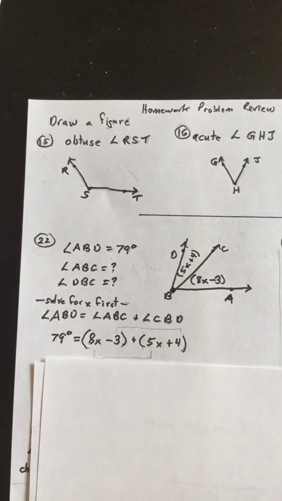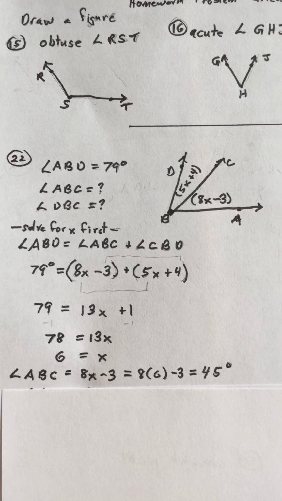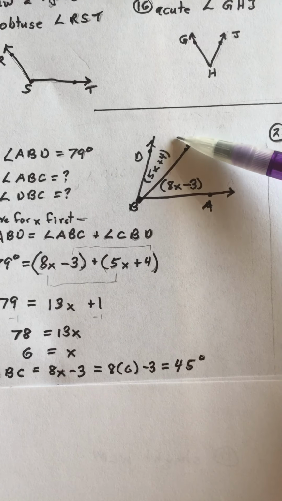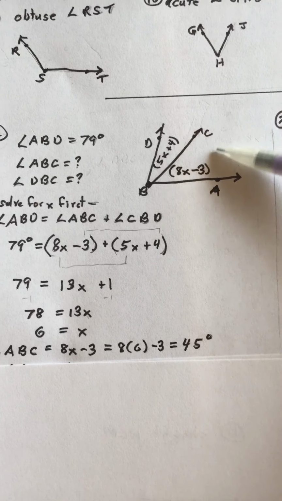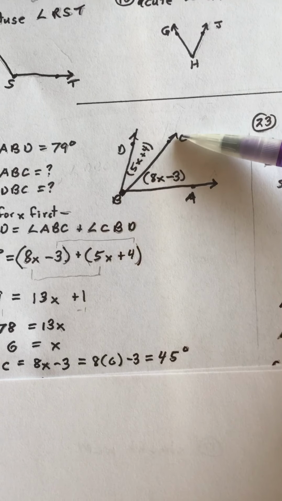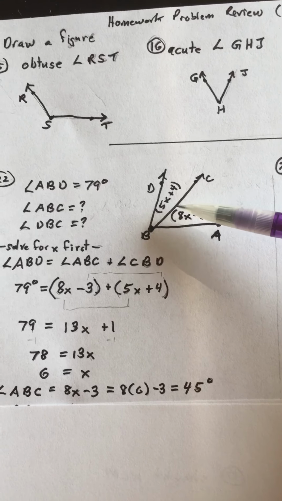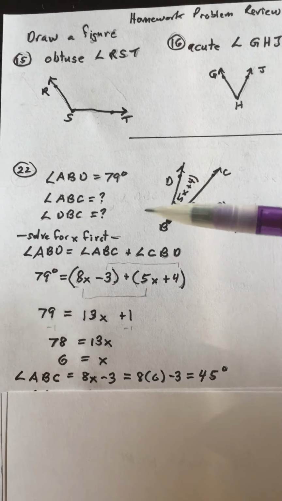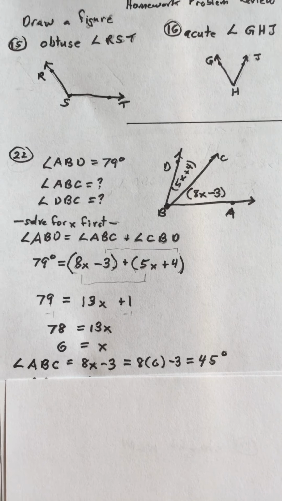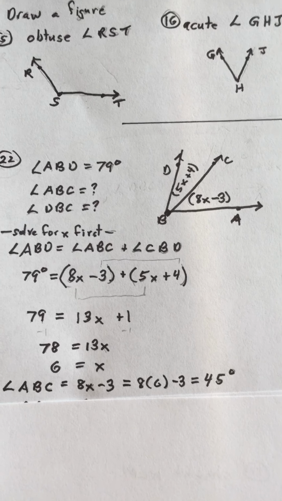Let's look at the next set of problems. So first of all, for 22, I've kind of copied the figure here depicting what they show in the book. So you have these two angles, one being DBC, the other one being CBA, and they are adjacent to one another. And you're given the information that angle ABD is equal to 79 degrees. And it wants to know what is angle ABC and what is angle DBC.